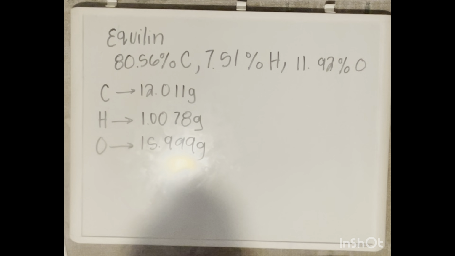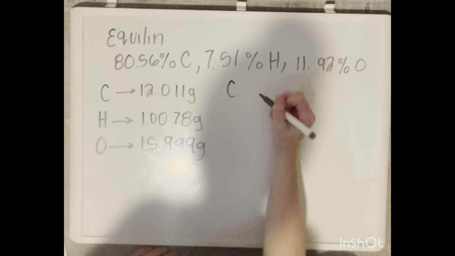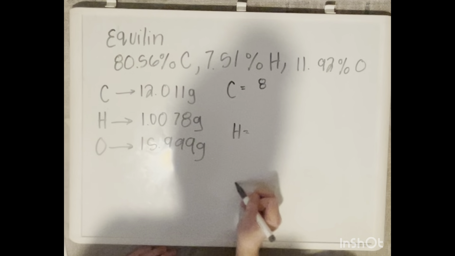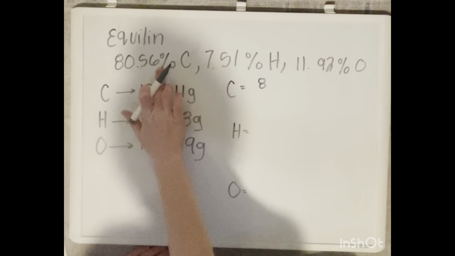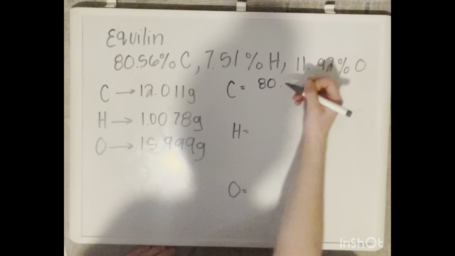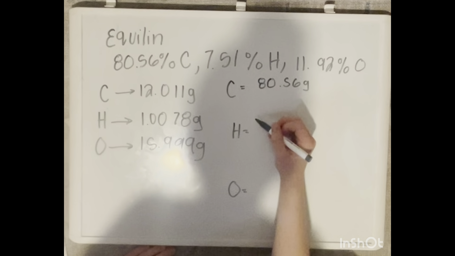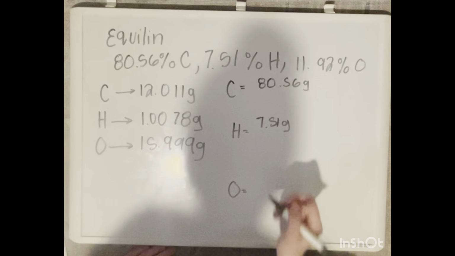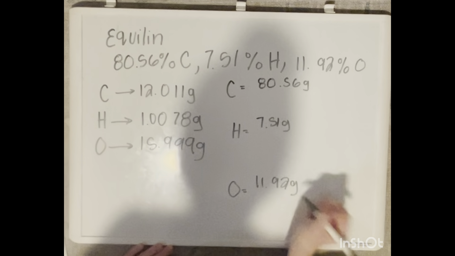So then for part A, we're going to be using this to find the empirical formula before we find the molecular formula. So part A is finding the empirical formula. We're going to begin by taking our composition and thinking of them as grams rather than percents. So we're going to write carbon, hydrogen, and oxygen, and write this as grams instead of percent. So 80.56 grams carbon, 7.51 grams of hydrogen, and 11.92 grams of oxygen.